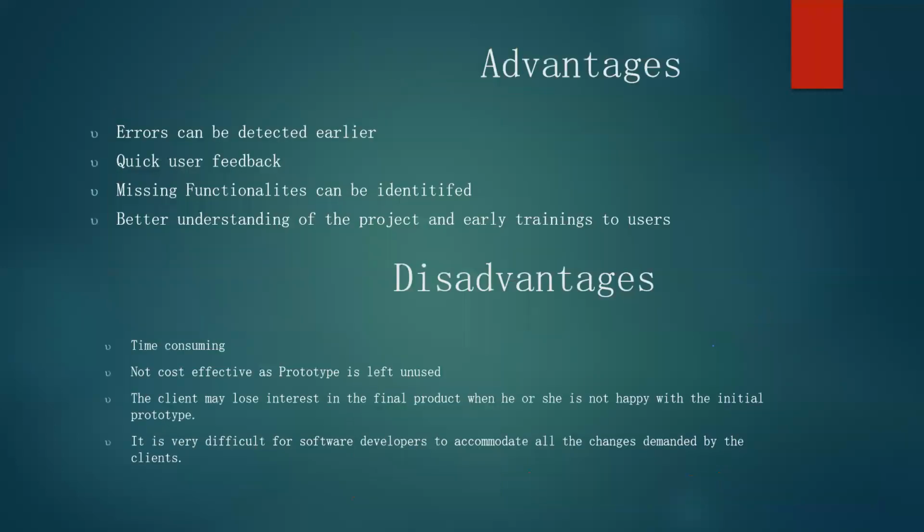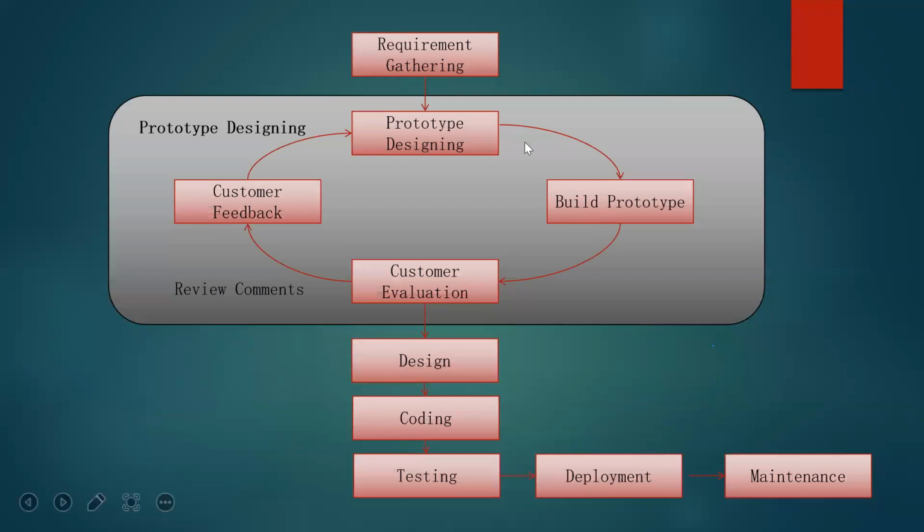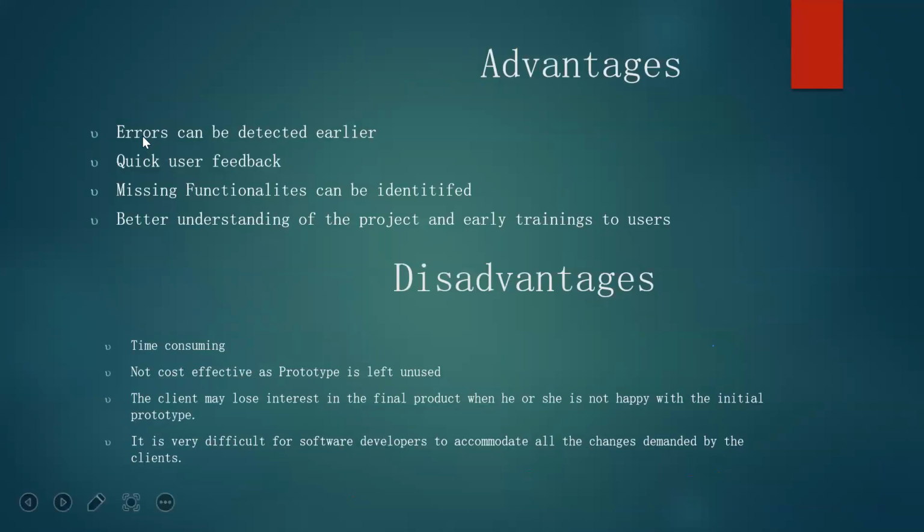Okay. So going to the next, we have advantages and disadvantages. So the advantage is errors can be detected earlier, right? So here itself, I will be in interaction with the client and I'll get their feedback. So we can avoid errors, right? Errors, you know, right? What are errors? Anybody can answer, what is an error? It's not a defect, error. So what is an error?